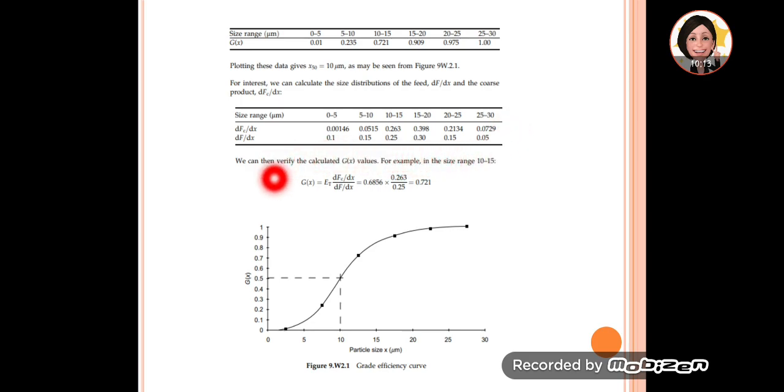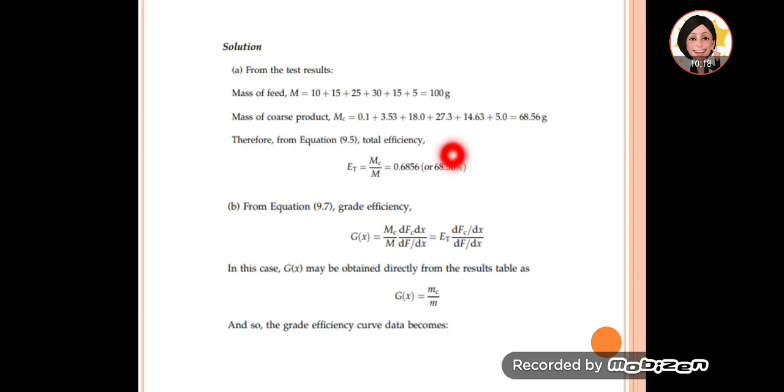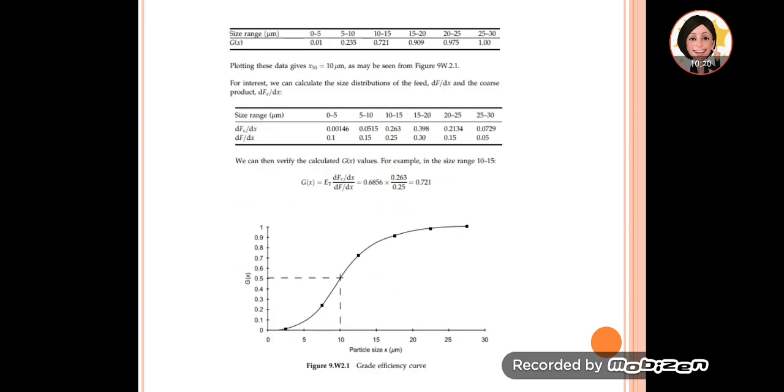And then we use the efficiency. We calculated the efficiency here, 68.56. So if I want to calculate for 10 to 15, I want to know what the efficiency is like. So 0.6856 times the cost efficiency over the total efficiency. So this is the grade efficiency for this size range. Okay, so this is how we use this equation.